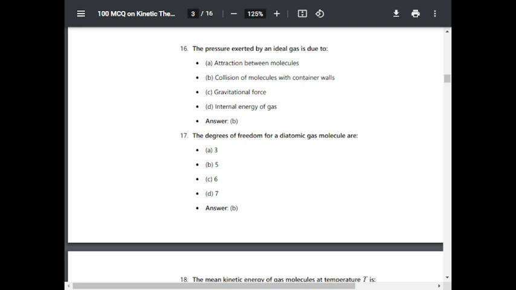Question number 17. The degree of freedom for a diatomic gas molecule is: option A, 3; option B, 5; option C, 6; option D, 7. The correct answer is B, 5. The degree of freedom for a diatomic molecule is 5.